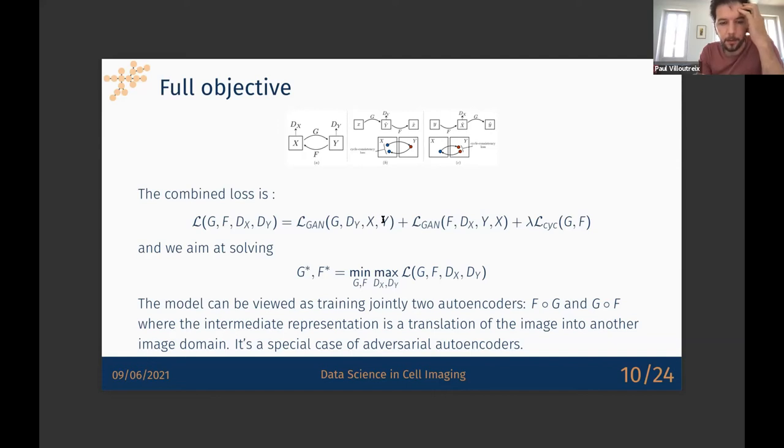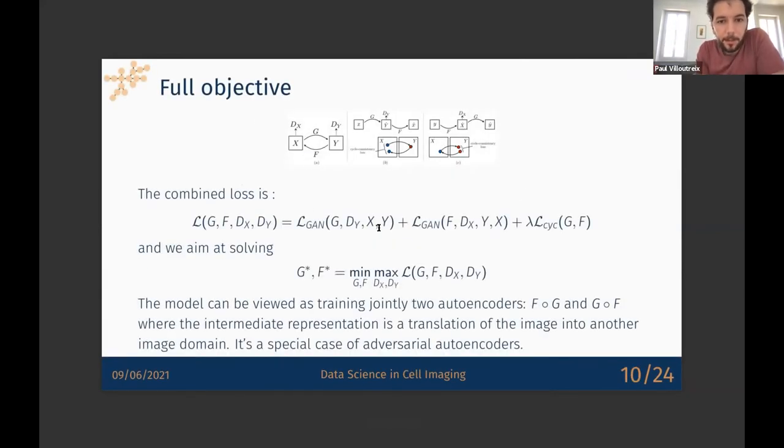So the CycleGAN solves this problem by saying that you want to minimize this whole loss over J and F and maximize it over DX and DY. So you want your discriminator not to be fooled, but you want a function that fools them as well as possible.